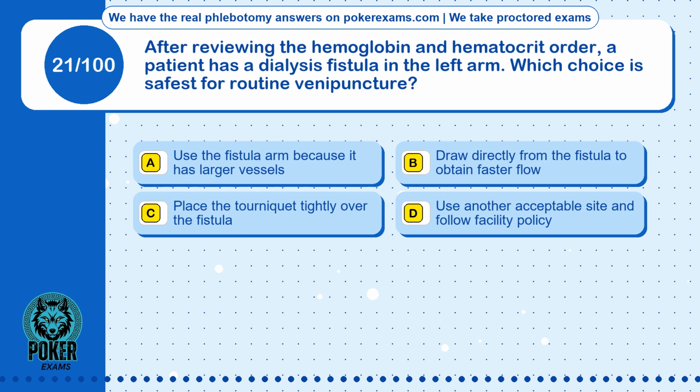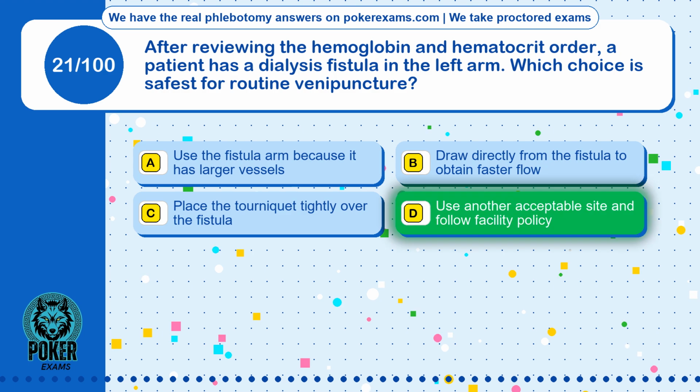Question 21. After reviewing the hemoglobin and hematocrit order, a patient has a dialysis fistula in the left arm. Which choice is safest for routine venipuncture? Option A. Use the fistula arm because it has larger vessels. Option B. Draw directly from the fistula to obtain faster flow. Option C. Place the tourniquet tightly over the fistula. Option D. Use another acceptable site and follow facility policy.